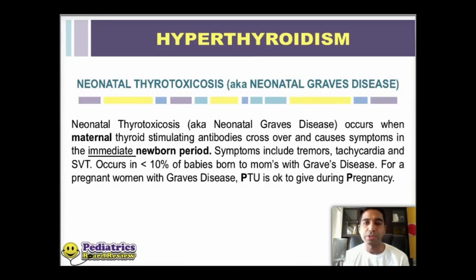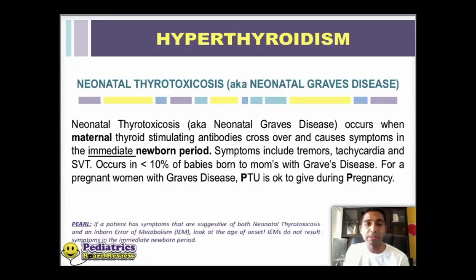Neonatal thyrotoxicosis, this is also known as neonatal Graves' disease. The gist of this particular diagnosis is that you have a mom who has Graves' disease, and in less than 10% of babies, they end up having problems because of the maternal antibodies that she has, these thyroid-stimulating antibodies that cross over and cause symptoms in the immediate newborn period. Those symptoms can potentially include tremors and tachycardia, such as SVT. And for your mothers, it's actually okay to give them PTU during pregnancy. The P in PTU and the P in pregnancy in the PBR are bolded to remind you that the PTU can be used in pregnancy.